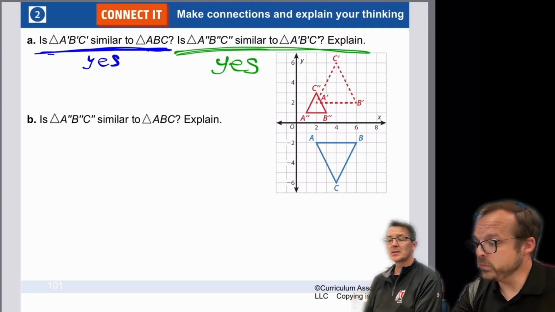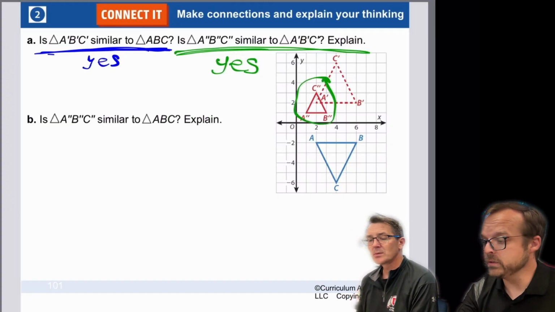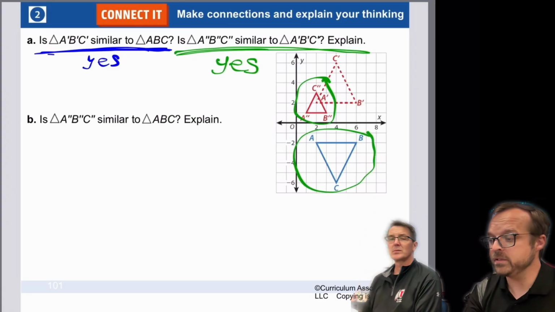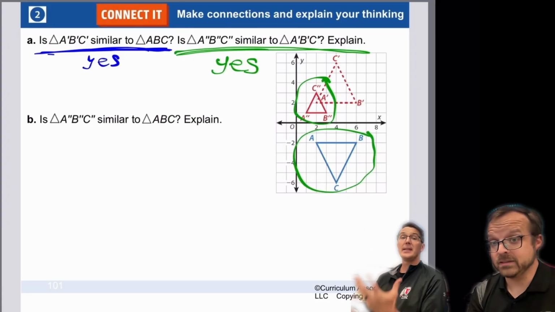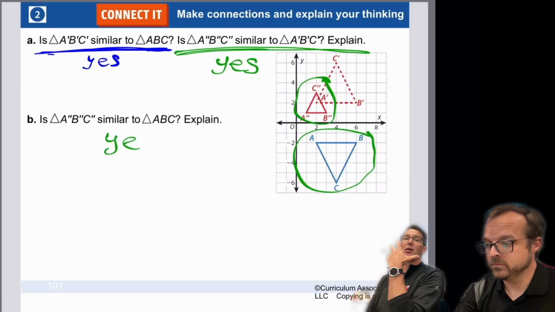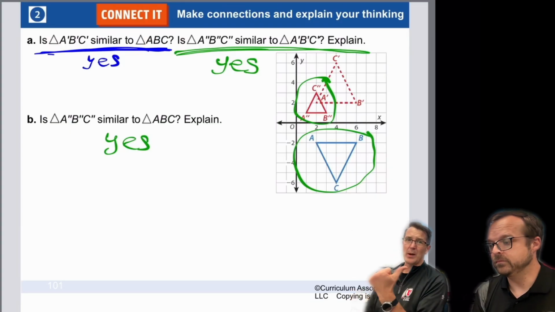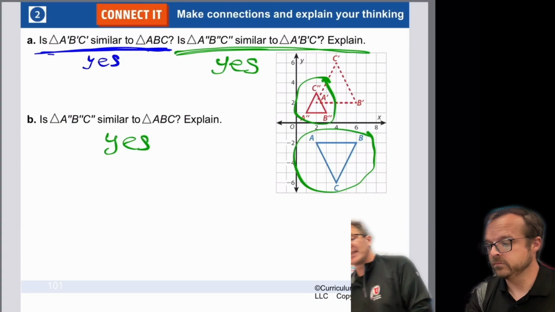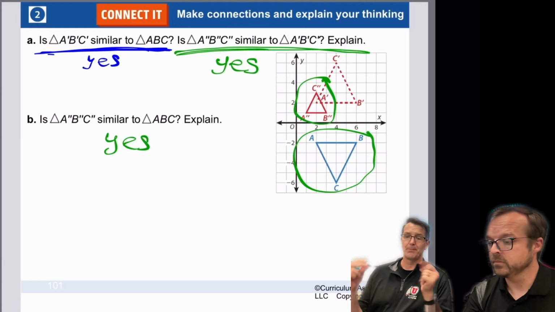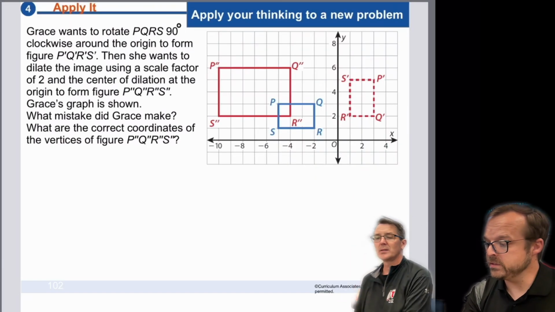Is the double prime then similar to our original ABC? And the answer is yes. Why? Because we got our prime from the original, and that was congruent, and now that one's similar. So yes, they're all connected. They are all similar. Moving on.